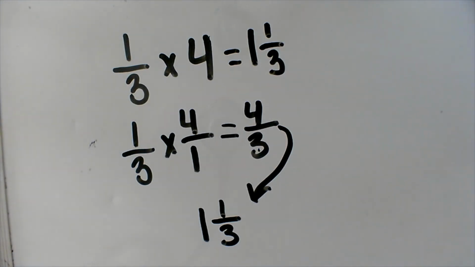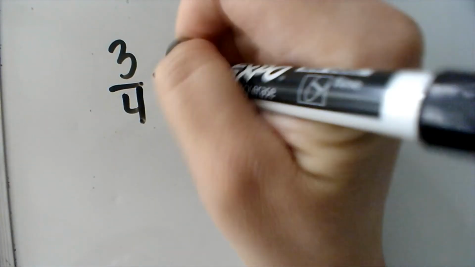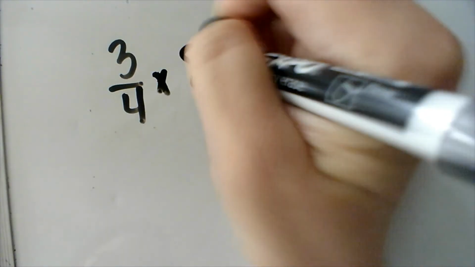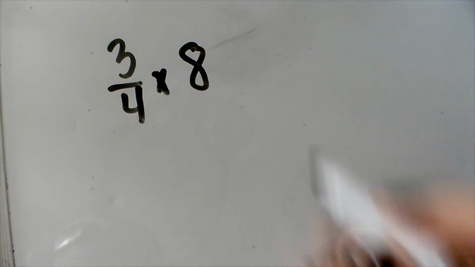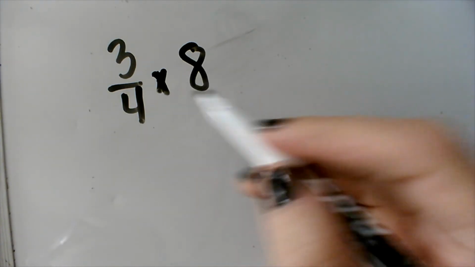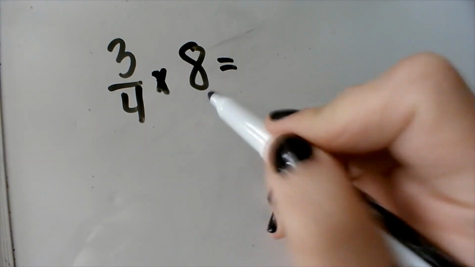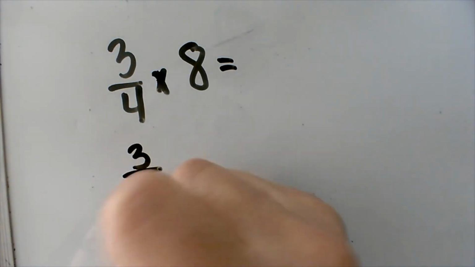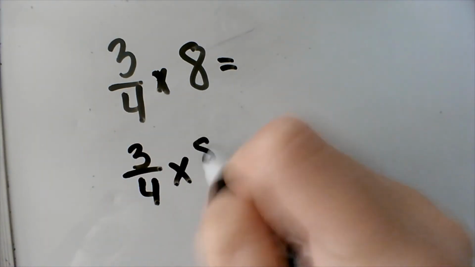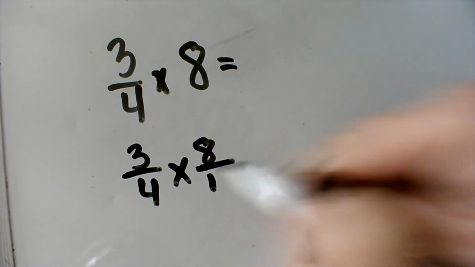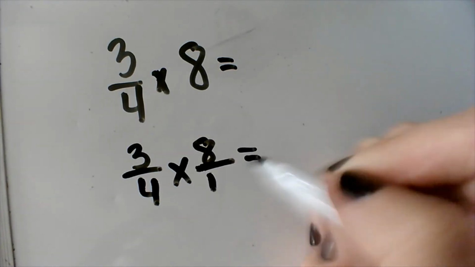One more example. I'll just erase that. We have 3/4 times 8. So same thing again, get in the habit of rewriting this equation and putting the 8 over 1. 3/4 times 8, putting that whole number over 1, and now I can multiply straight across.